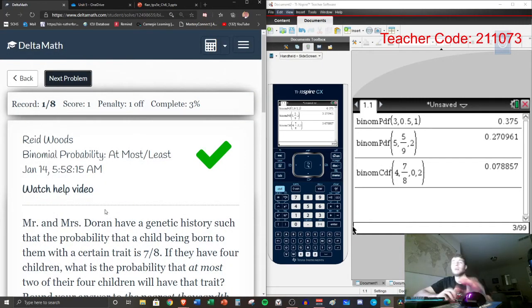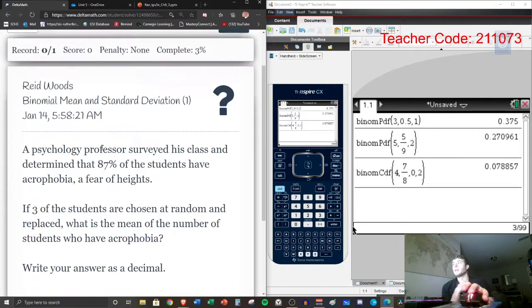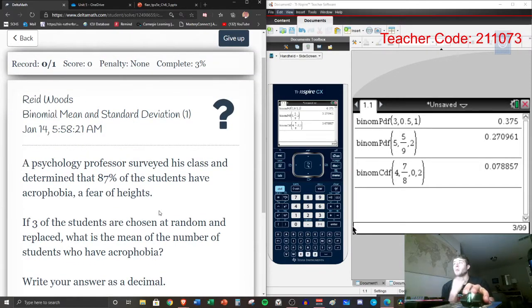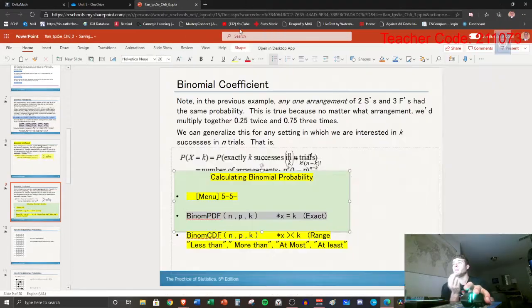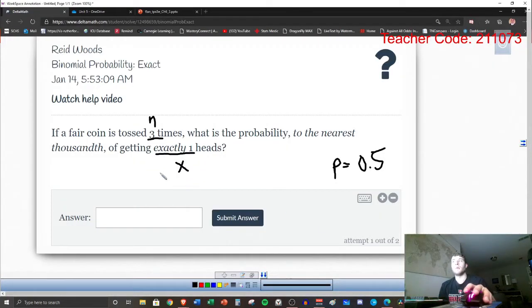There we go. 8 questions like that. Next, we have binomial mean and standard deviation questions. Here you're just using the formulas for binomial mean and binomial standard deviation. Binomial mean is pretty straightforward. It's n times p, number of trials times the probability of success. And then sigma, the standard deviation of x, is this formula here: the square root of n times p times 1 minus p. That's going to be for those questions. Should be pretty straightforward. If you're having any issues, let me know, and I can help you out.